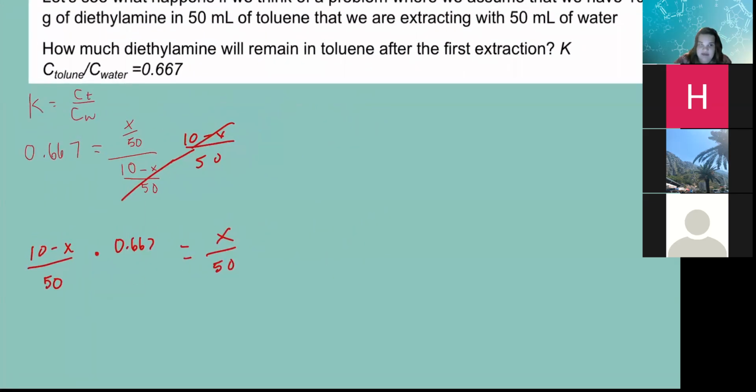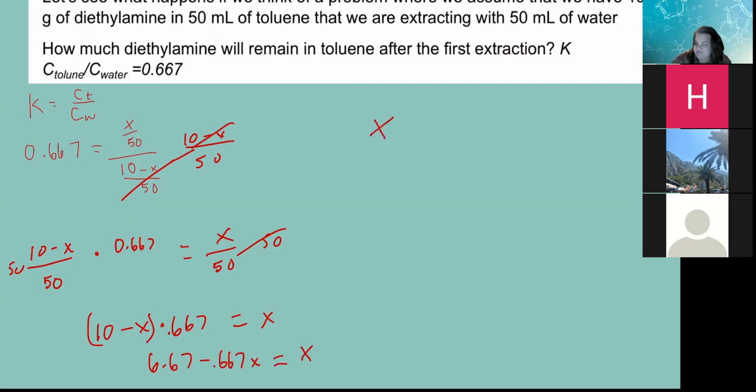And then you multiply both sides, you do all the good stuff. Ultimately, what it comes down to, or you know what, I'll just write it all out. Why not? It doesn't hurt. So these guys also cancel out. So then it becomes 10 minus x times 0.667 equals x. So then it's 10 times 0.667, which is 6.667, minus 0.667x, and that's equal to x.